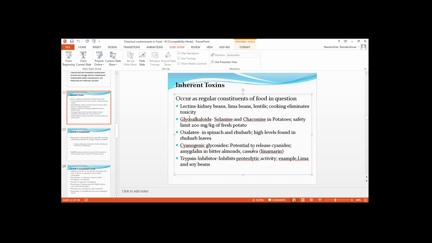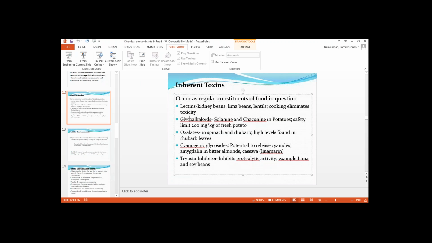Example, bitter cassava, etc. Let me talk about trypsin inhibitor. These are examples of inherent toxins. This is the first category of chemical hazards that we're talking about.